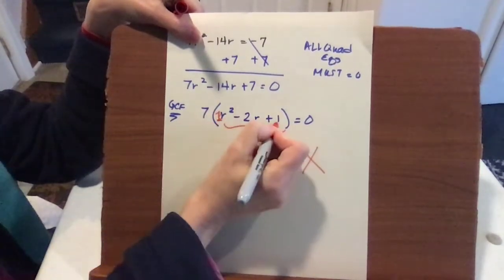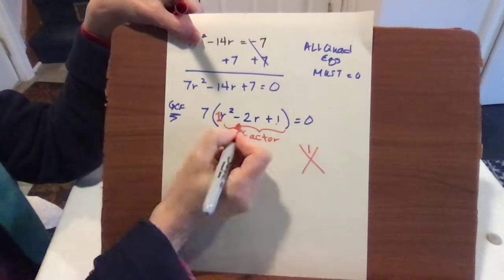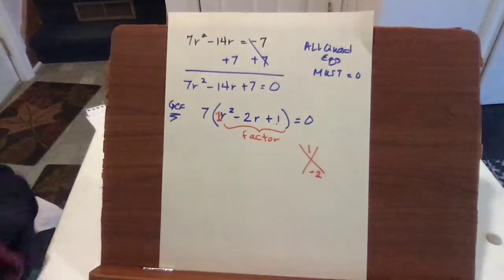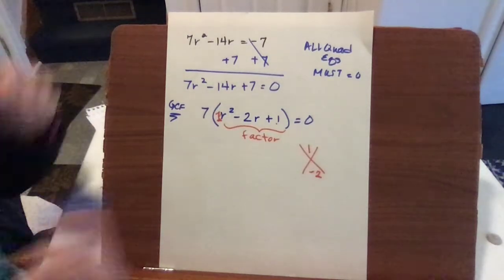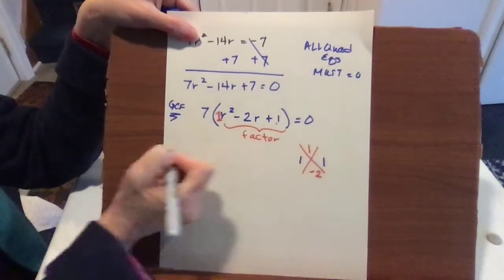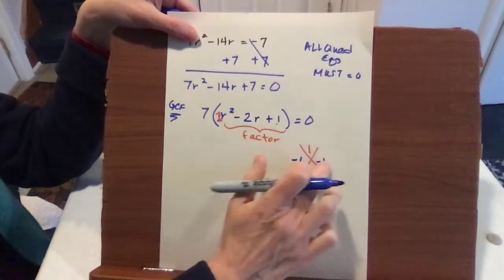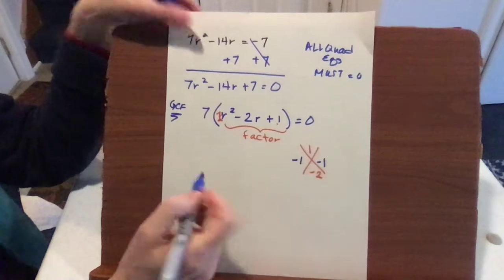So 1 times 1 is 1. That goes in the top. Negative 2 goes in the bottom. Factors of 1 that can add to 2 are 1 and 1. They'll both be negative because we want them to multiply to a positive 1 but add to a negative 2. All right, so that's good.